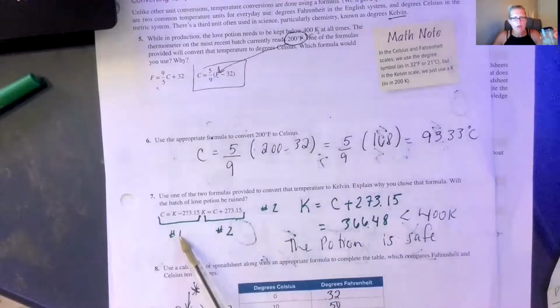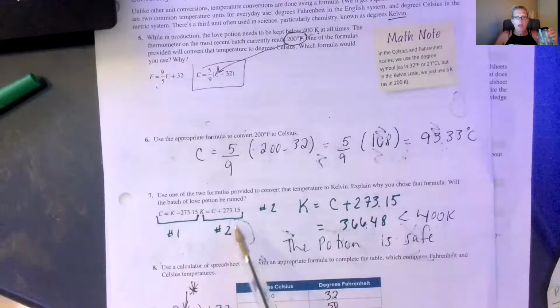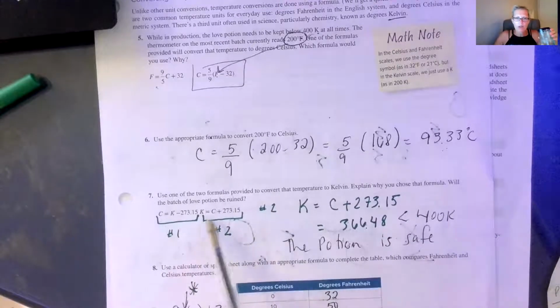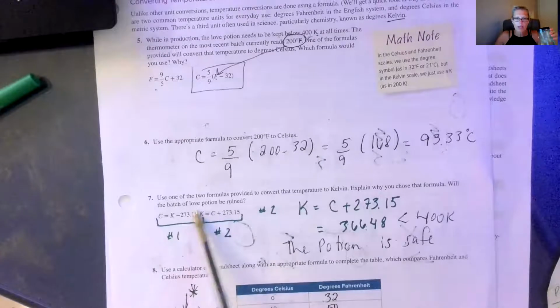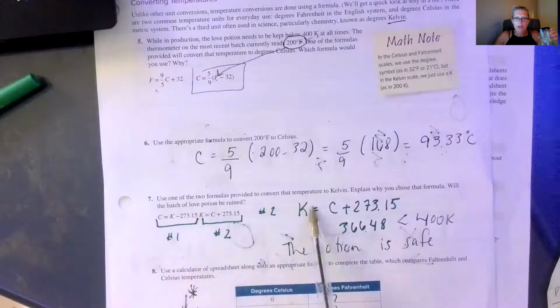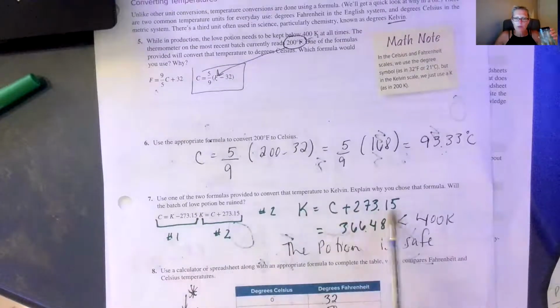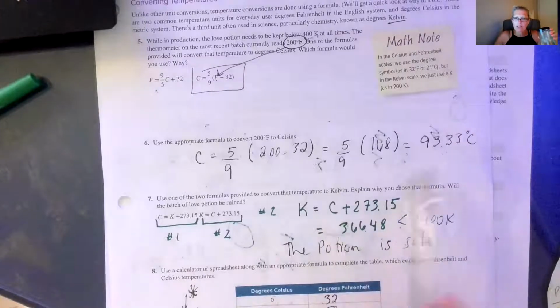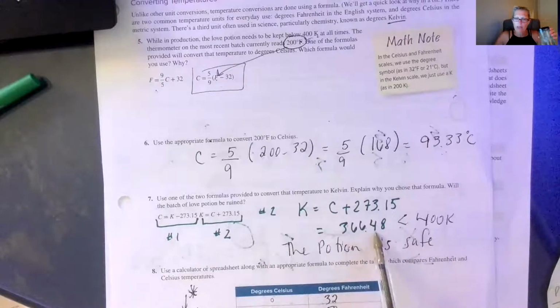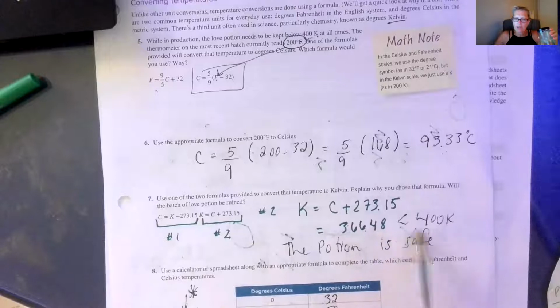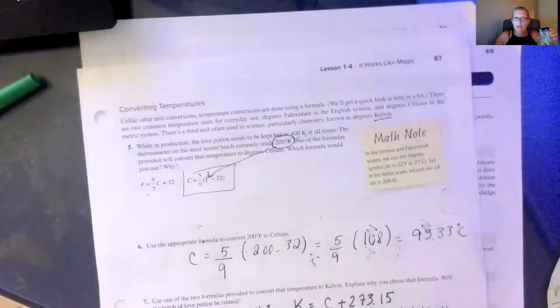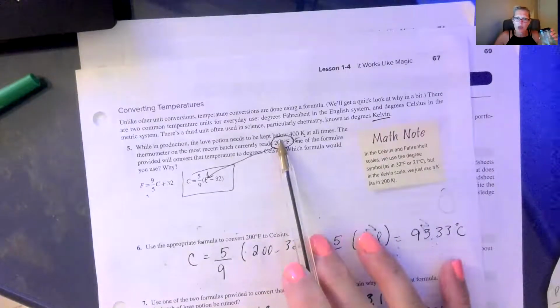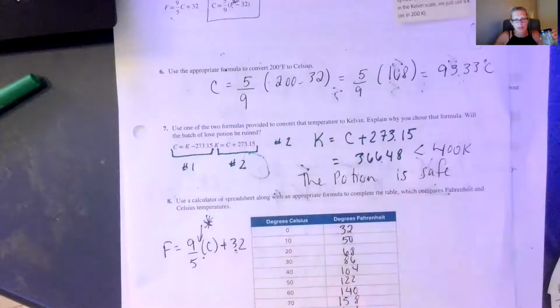So here we have formula 1 and formula 2. Formula 2 is the one where we input Celsius and we get Kelvin, because Kelvin equals Celsius plus 273.15. So when we add our Celsius, the 93.33, to this 273.15, we get 366.48. And this is less than 400 Kelvin, because up here it said that it had to be below 400 Kelvin at all times. So the potion is safe. That's good to know.